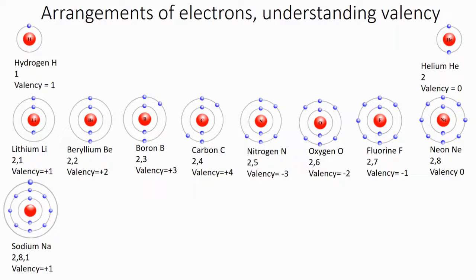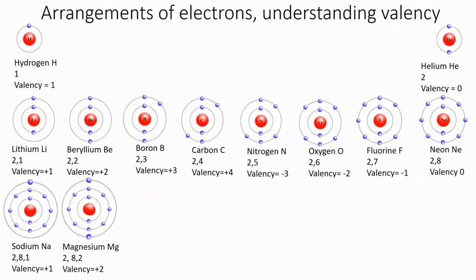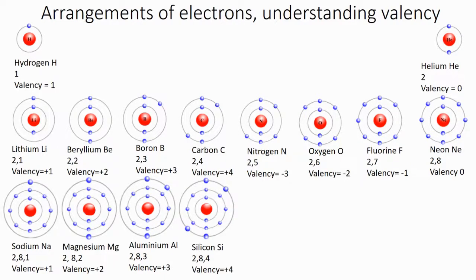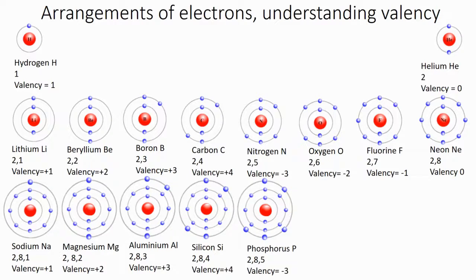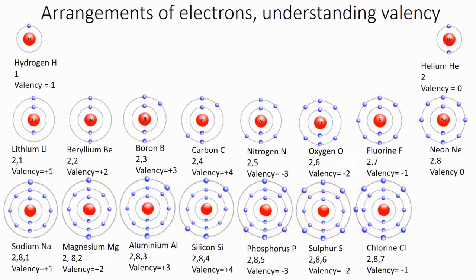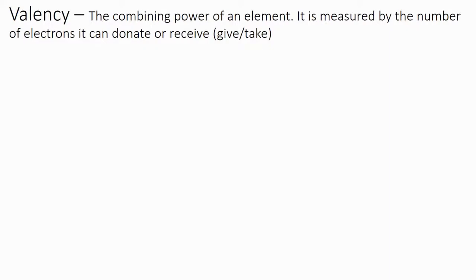Sodium has the third shell coming in, and so its electronic configuration is 2, 8, 1. Its valency is 1. In the same way, magnesium valency is 2, aluminium valency is 3, silicon is 4, and phosphorus, sulfur and chlorine, the valency is minus 3, minus 2, minus 1. Argon, like helium and neon, its outermost shell is full, so its valency is 0.